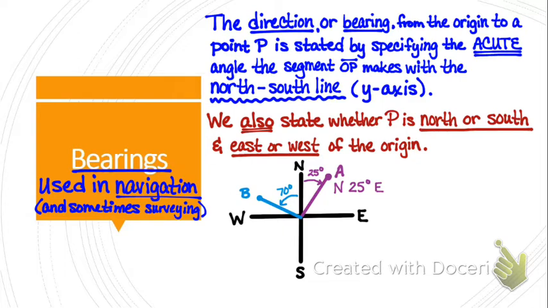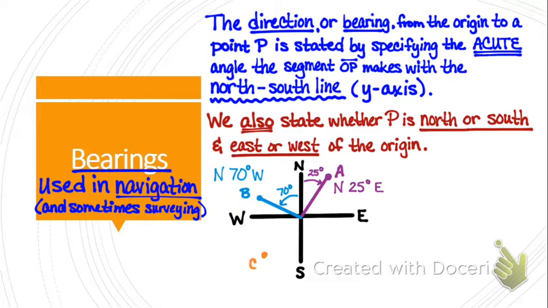So now I need to give the bearing. Am I north or south of the origin? North. How many degrees do I move away from that? 70 degrees. To the east or to the west? West. So that's my bearing for point B. Let's do a couple more.